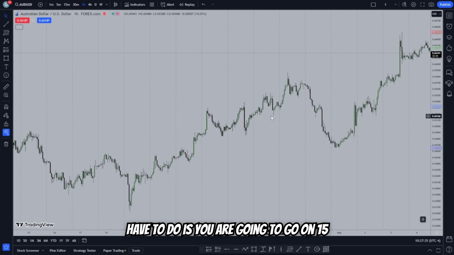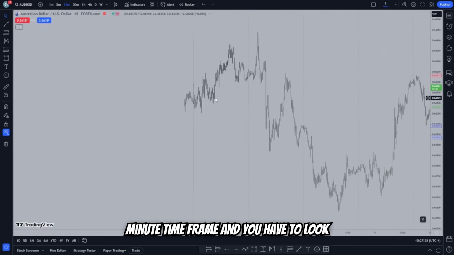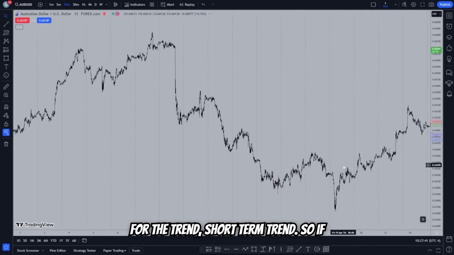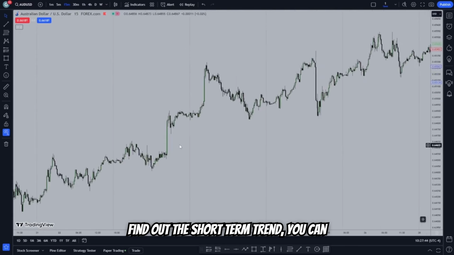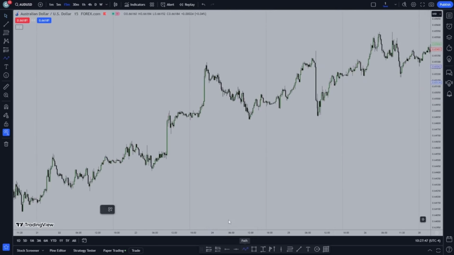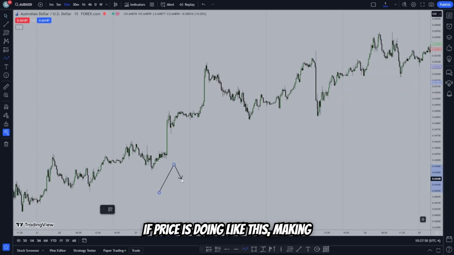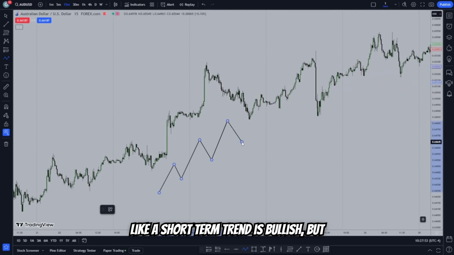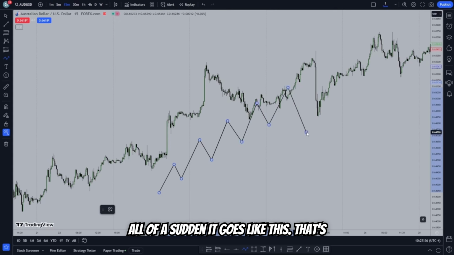Okay, so now what you have to do is go on the 15-minute time frame and look for the short-term trend. If you look over here closely, how do you find the short-term trend? You can find it by looking at the higher highs and higher lows. If price is doing like this, making higher highs and higher lows, it means the short-term trend is bullish. But all of a sudden it goes like this, that's our entry. Then also it means that the short-term trend is bullish.